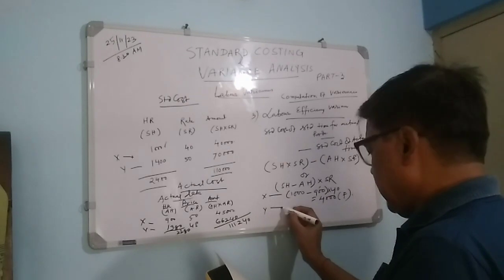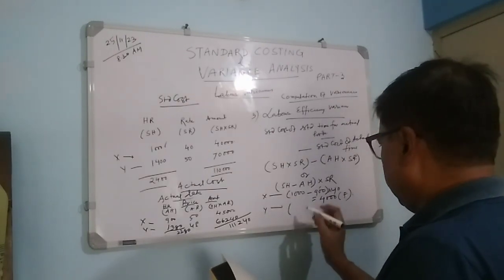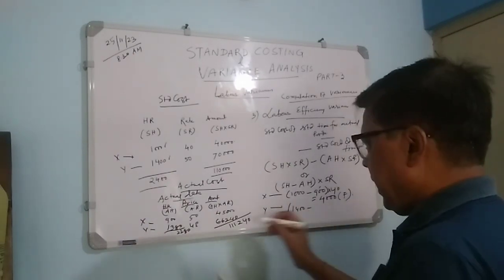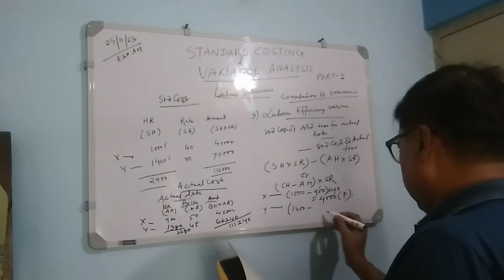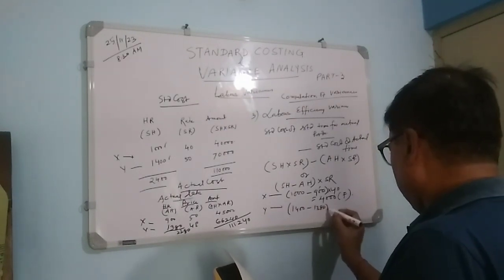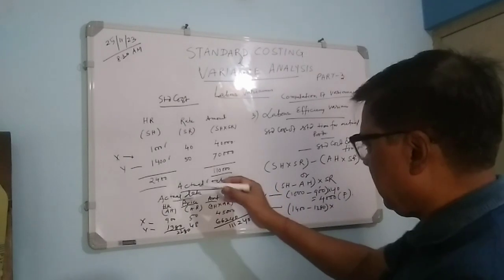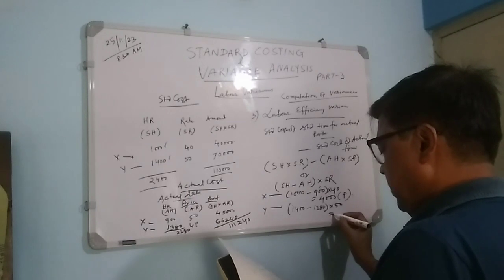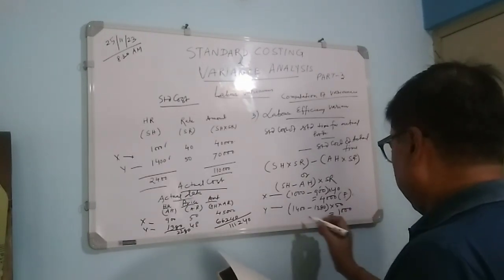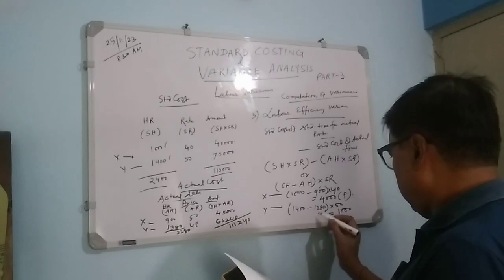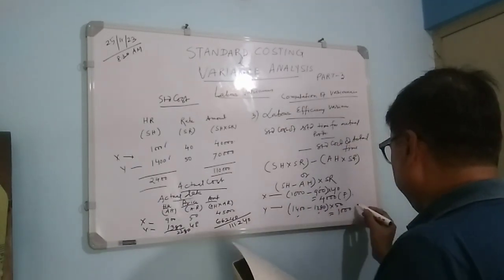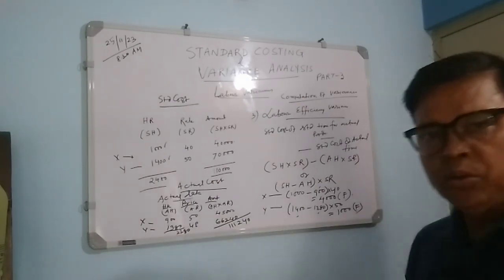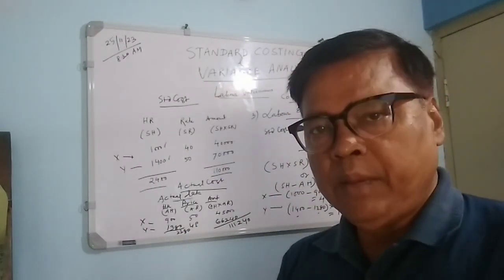So in case of labor Y, the standard hours is 1400 hours and actual hours is 1380 hours, into your standard rate. Standard rate here is 50. So total figure here is 1000. Here also you see that your actual hour is less than your standard hour, so definitely your variance will be favorable. So now you understand how you calculate favorable and adverse.